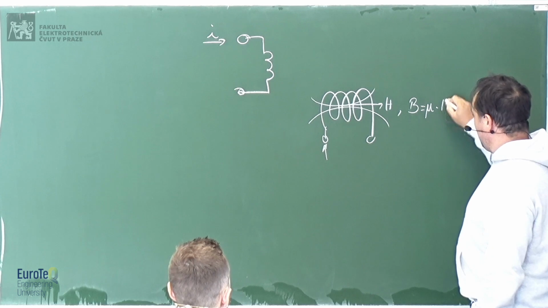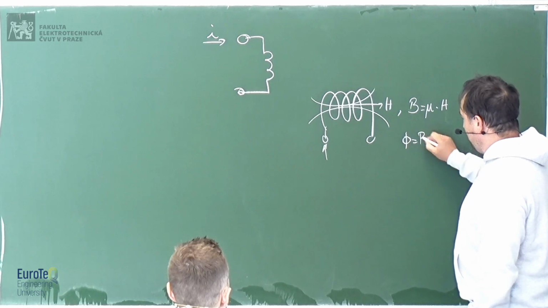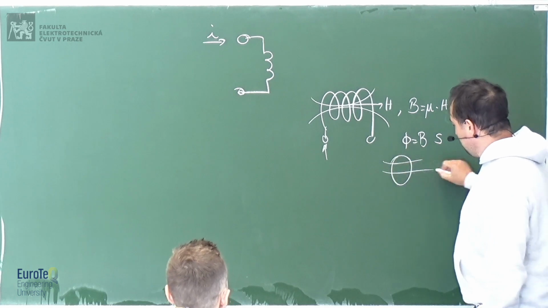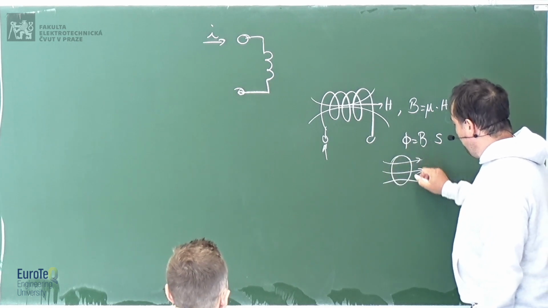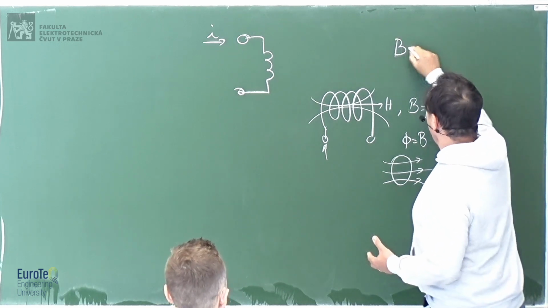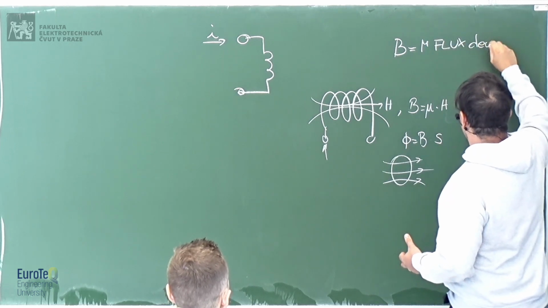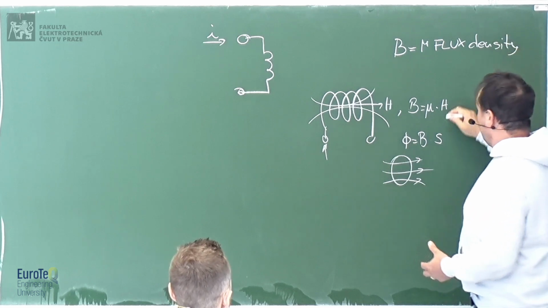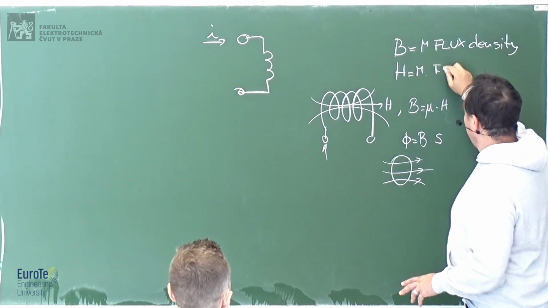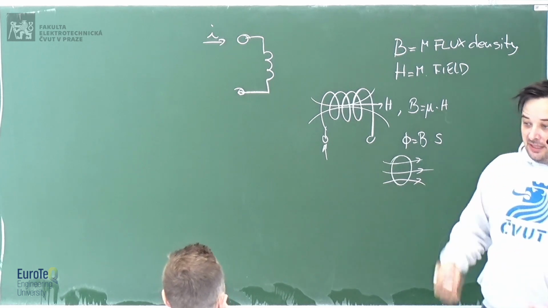Mu times H. Okay, and the flux is B times the surface, okay? So if you have a surface and there is some B, B in fact is the magnetic flux density. What's H? The magnetic field. H is the magnetic field, okay? H is what you create with the current.